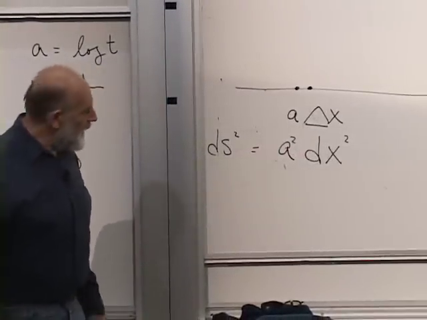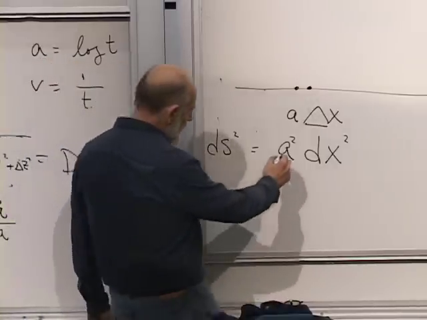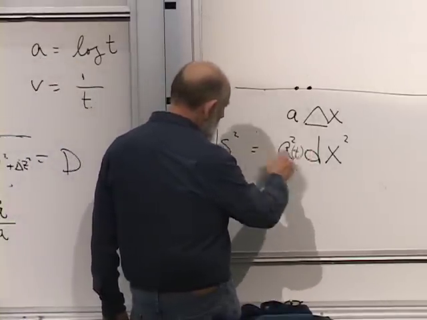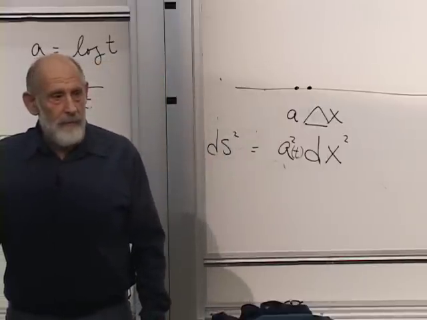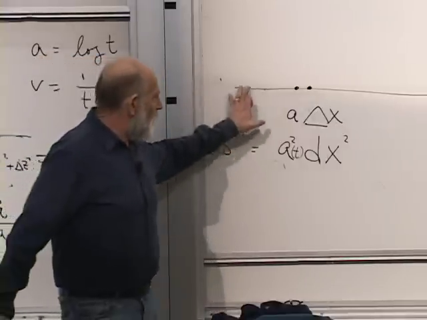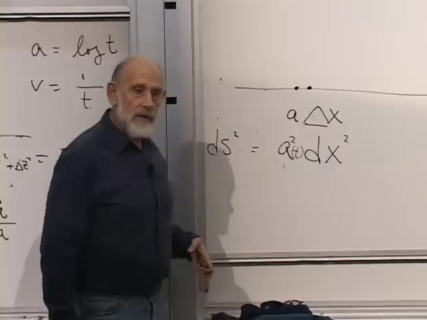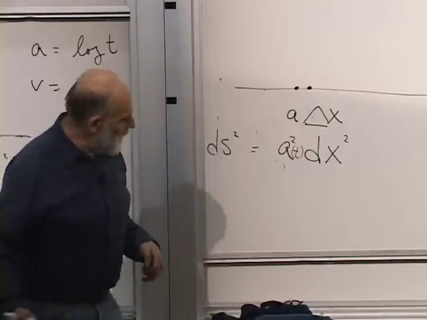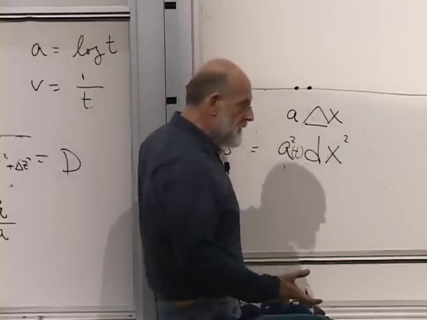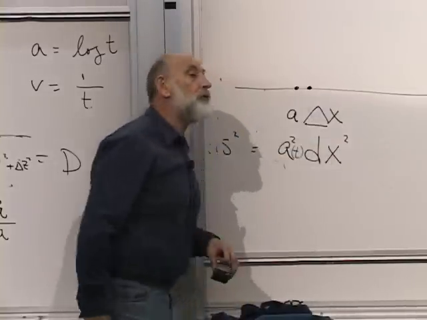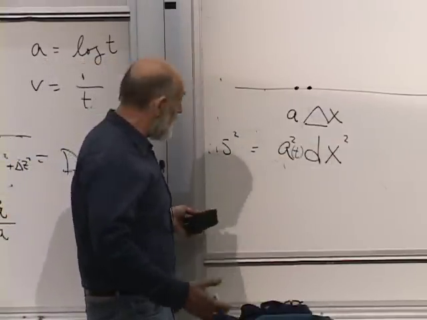Okay. If a is changing with time, then the metric is changing with time. But still, this is just a one-dimensional space with a metric, and that metric might depend on time. So you see where we're going. We're starting to talk about geometry of spaces. One-dimensional spaces are too simple to have an interesting curvature or anything like that.